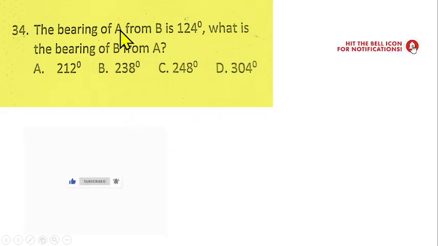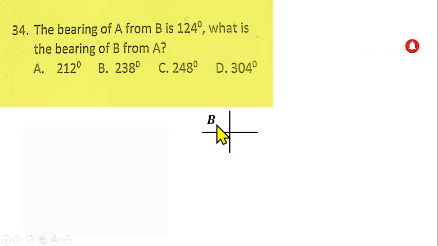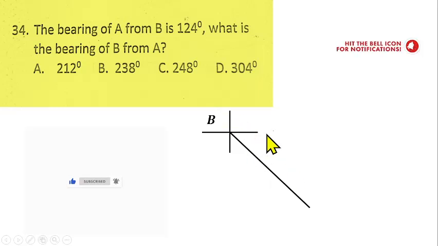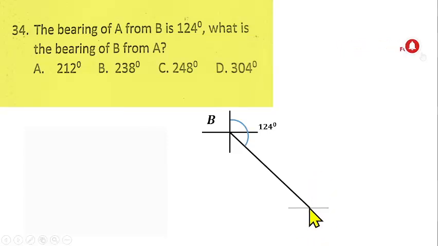So the bearing of A from B, you need to draw a cardinal point for B. Let this cardinal point represent the location of B. Then the bearing of A from this B is 124 degrees. So 124 degrees will fall around here, because from here to here is 90 to 180. If I draw a straight line, this angle will be 124 degrees. Then to point A, there will be point A here.